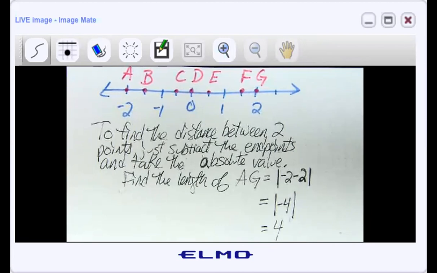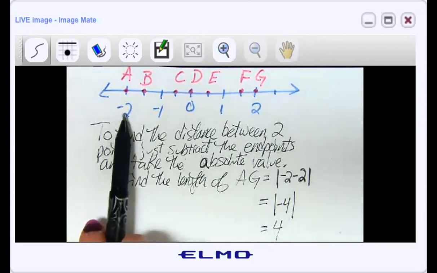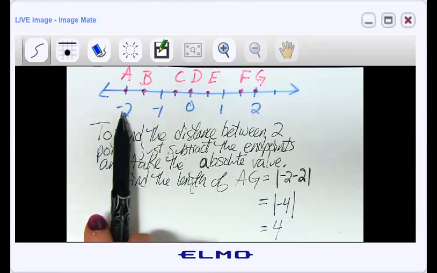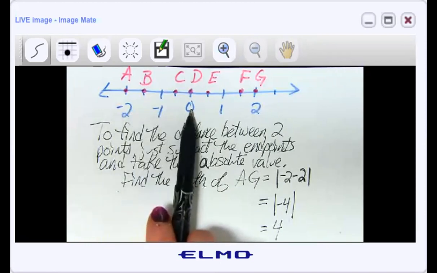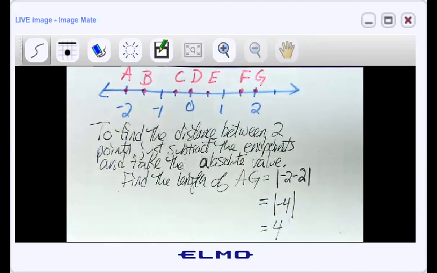Okay, so my answer for any time I'm finding length or distance should always be a positive number in the end. So if this isn't coming out positive, something is wrong somewhere along the way. All right? And if I look, it does make sense. Look, I was at -2 and I got all the way to +2. So how do you do that? Well, you have to add 2 just to get to 0, and then I got to add 2 more. So yes, getting to 4 makes sense.